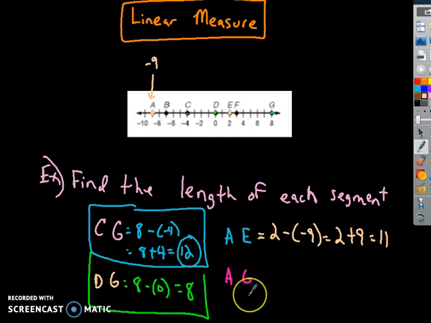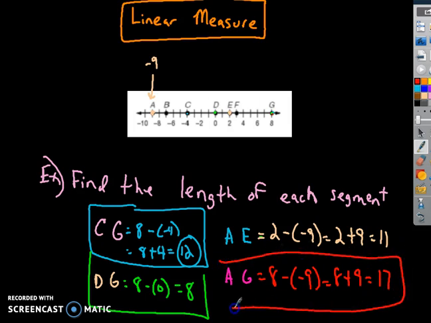And the last one is from A to G. This is still A, it's still at negative 9. G is here at 8. So it should be 8 subtract a negative 9, which is 8 plus 9, which is 17. So that's how I can find the length for each one of those segments. If you did that on your own, congratulations, you're right. And now let's go forward.